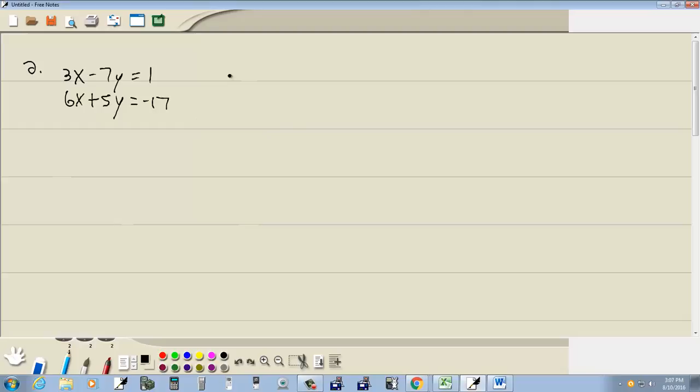Now the addition method is also called elimination. Different books call it by different names. Now the reason why it's called the addition method is because you're adding together the equations. 3x plus 6x is 9x, negative 7y plus 5y is negative 2y. 1 minus 17 is negative 16. Now your goal is to eliminate one of the variables. So it's called the addition method because you're adding together like terms. And it's called the elimination method because your goal is to eliminate one of the variables. Well, if you look at this example here, nothing got eliminated. So we've got to do some changes on this.